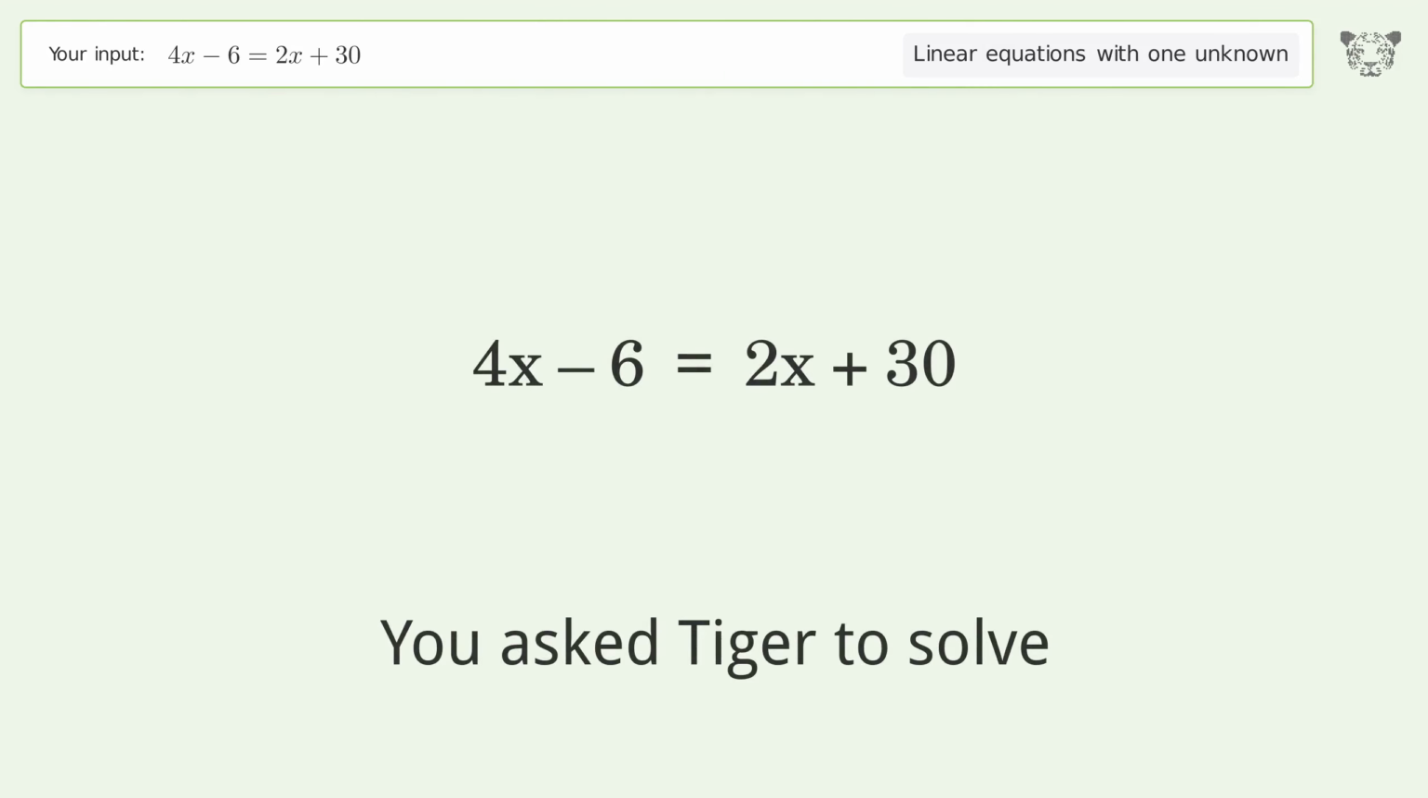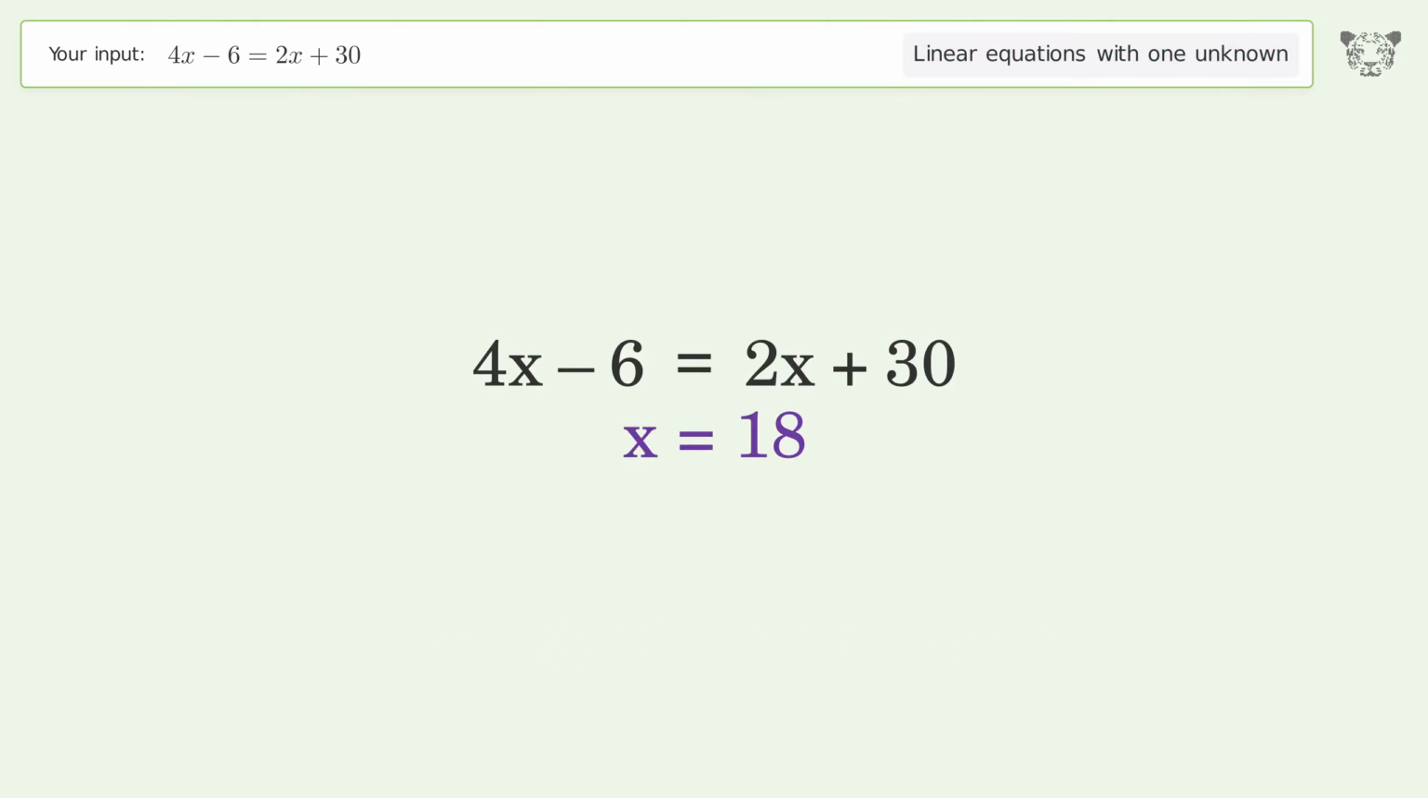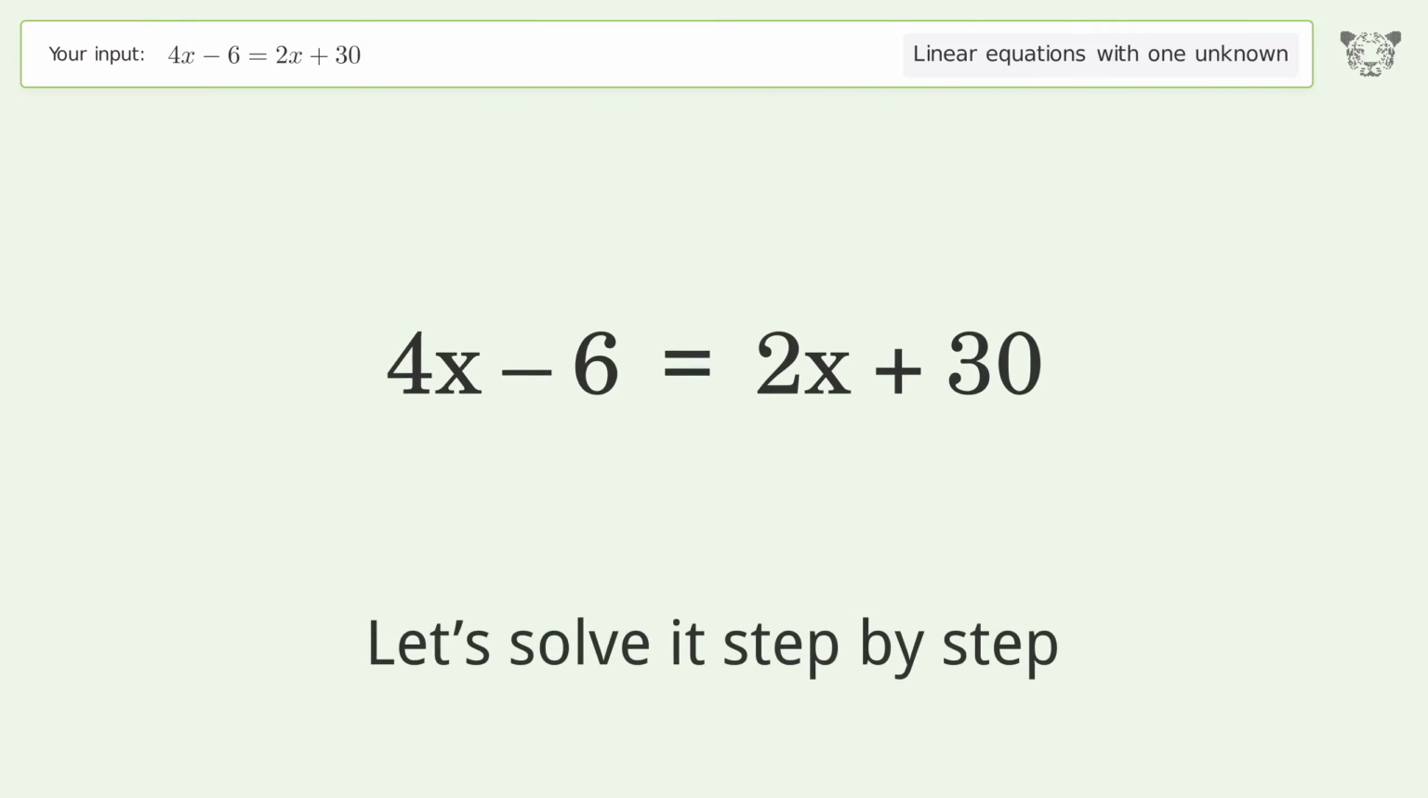You ask Tiger to solve this. It deals with linear equations with one unknown. The final result is x equals 18. Let's solve it step by step.